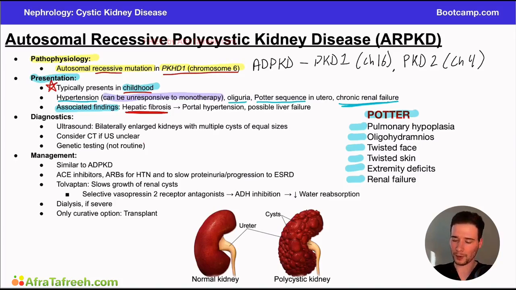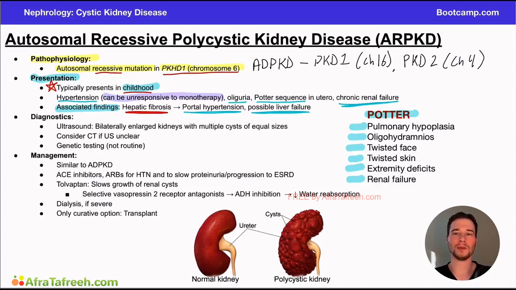Now, what happens when fibrosis occurs in the hepatic system? Well, you're likely to get portal hypertension. This can also lead to possible liver failure. So again, both of these polycystic kidney diseases are going to have significant liver involvement. So the two key things you need to differentiate them is what is the liver involvement? Is it fibrosis versus cysts? Also, the age of the patient is going to be super helpful.